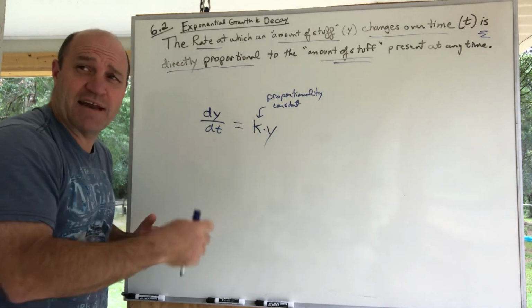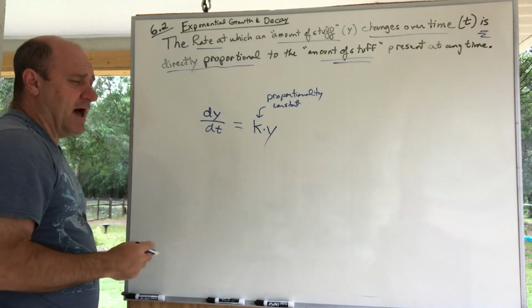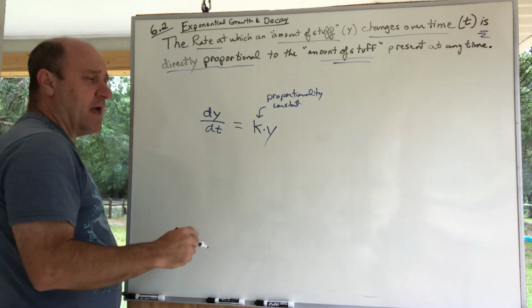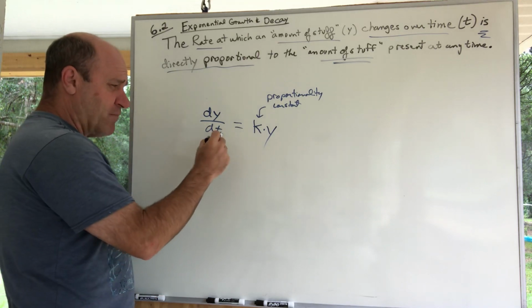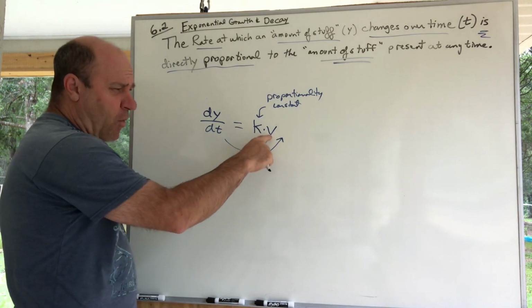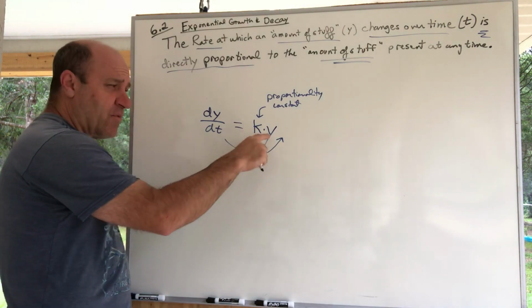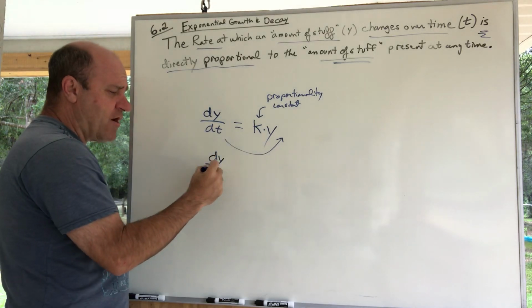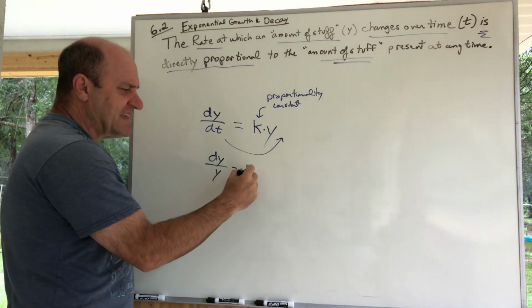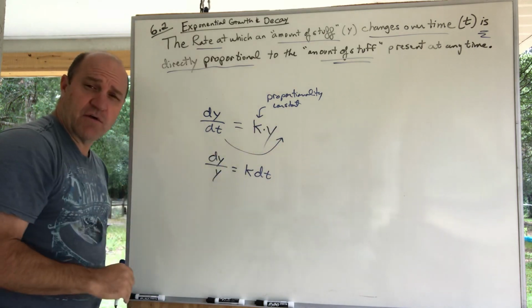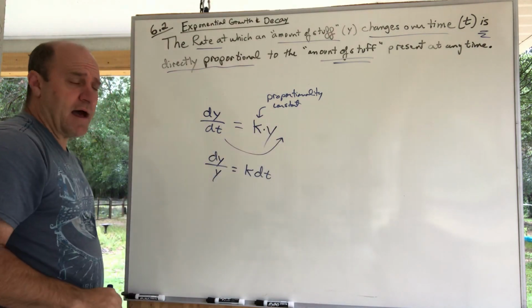And I taught you how to separate and integrate. The variables are y and t. k is a constant. I would separate. I'd multiply the dt over here. But that means I want the y over here with the dy, so I would divide by y. So here we get dy over y equals k dt. So that was separating the variables, t and y.